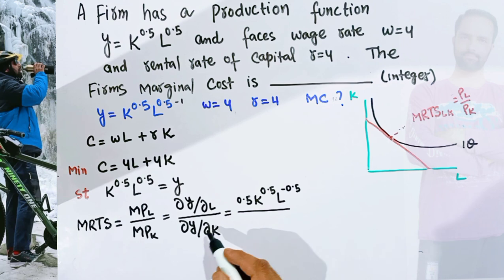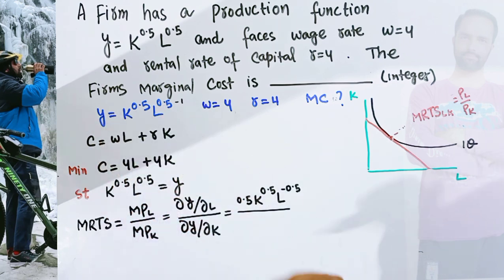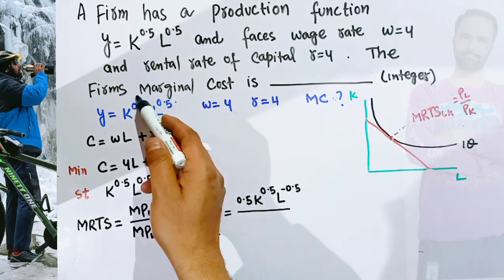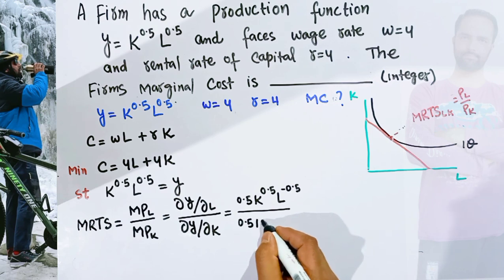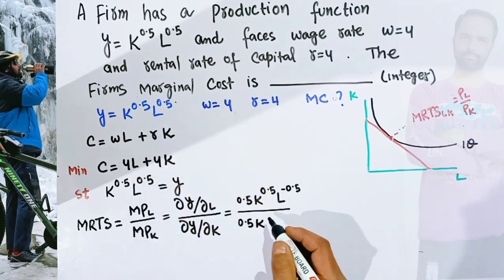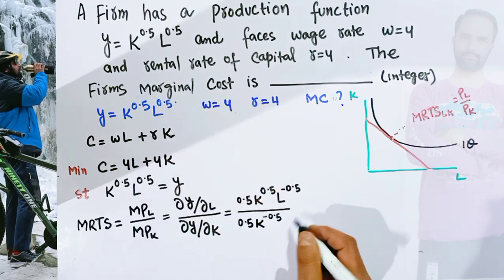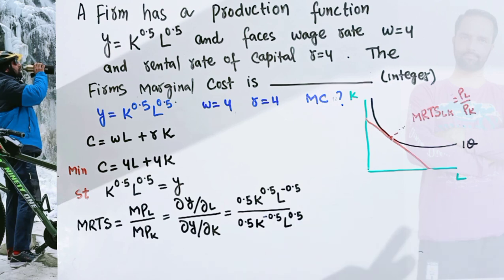Divided by, symmetrically, the derivative of the production function with respect to capital. This time we partially differentiate with respect to capital. The exponent of K becomes the coefficient, again 0.5, and the exponent of K is reduced by 1 by the power function rule, so we get minus 0.5. Then we have L to the power 0.5. This is our MRTS.